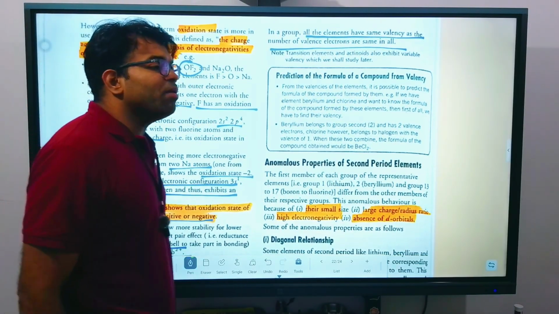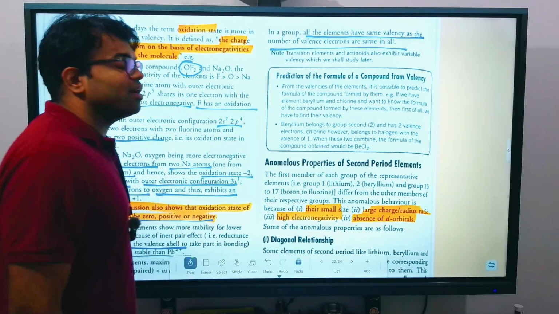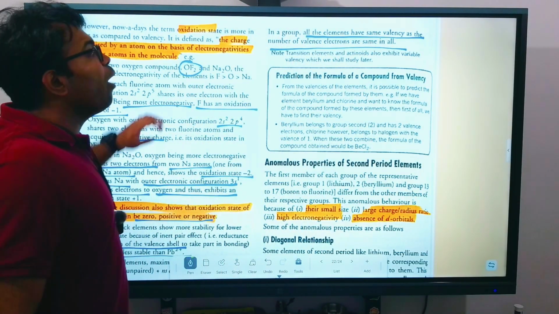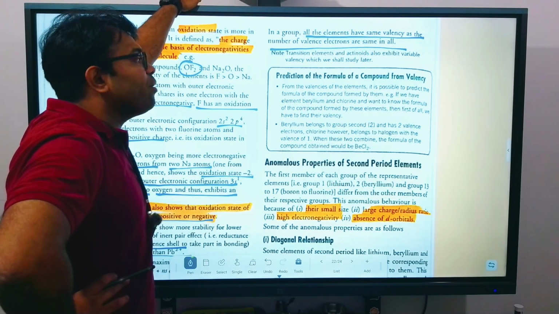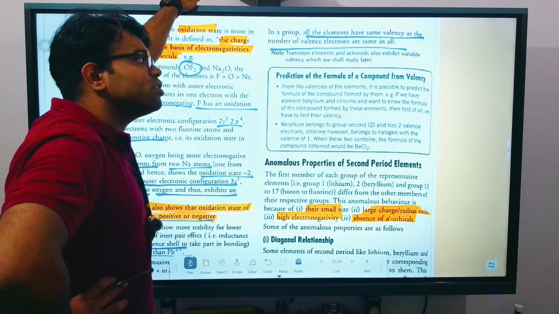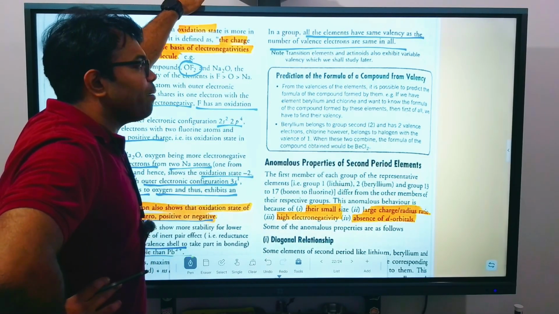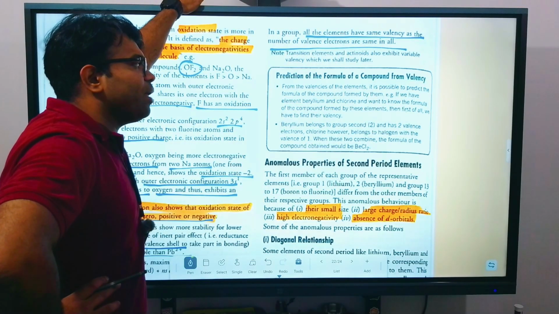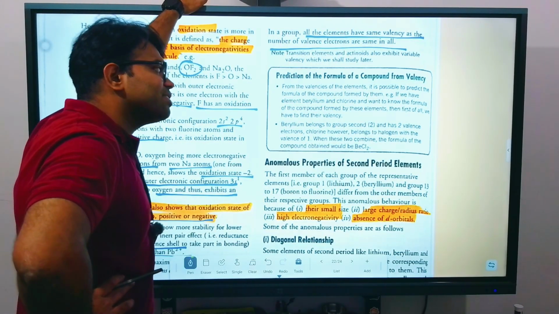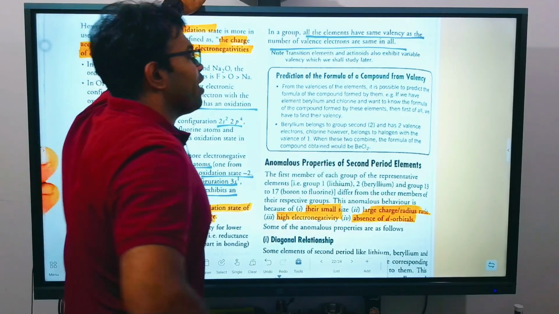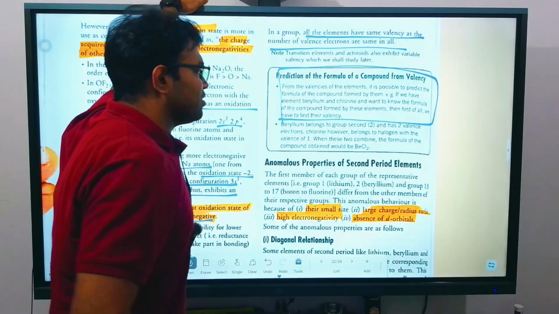Okay, now variable valency is seen in the lanthanoids and actinides. We will study that in class 12, d and f block elements. Prediction of the formula of a compound from valency. From the valencies of elements, it is possible to predict the formula of the compound formed by them. For example, if we have the elements beryllium and chlorine and want to know the formula of the compound formed by these elements, then first of all, we have to find their valency.